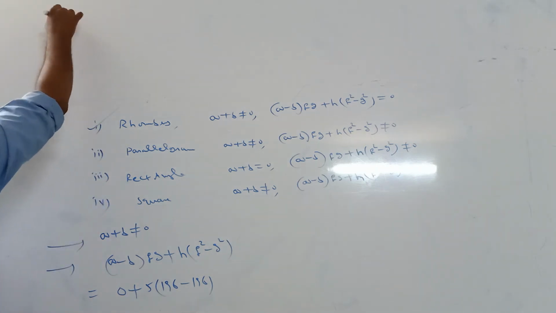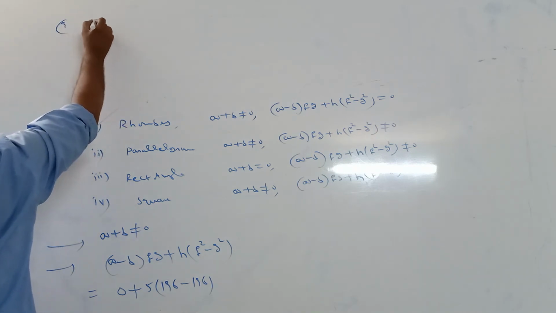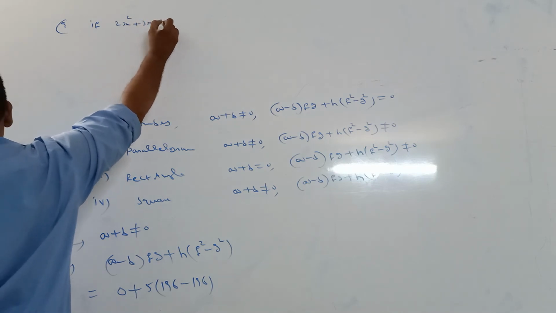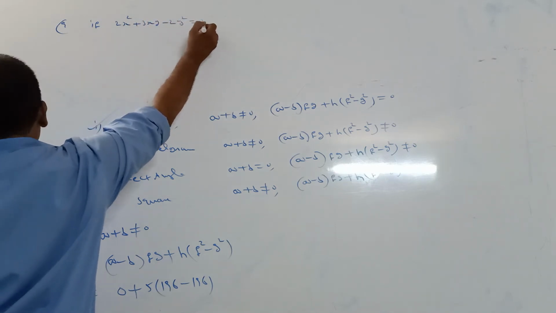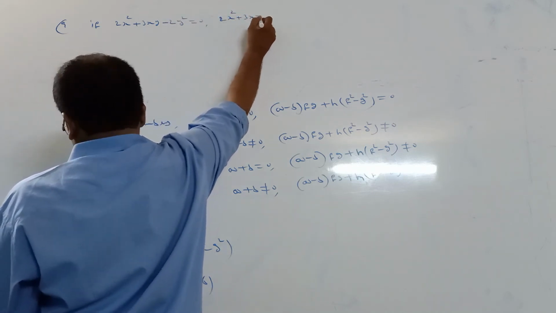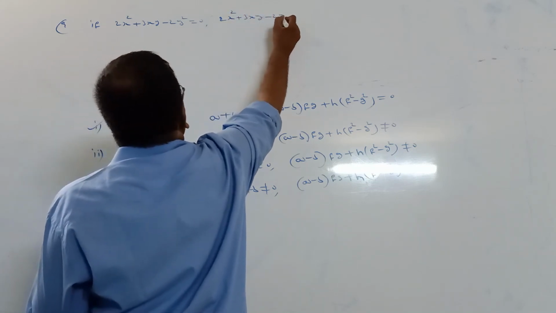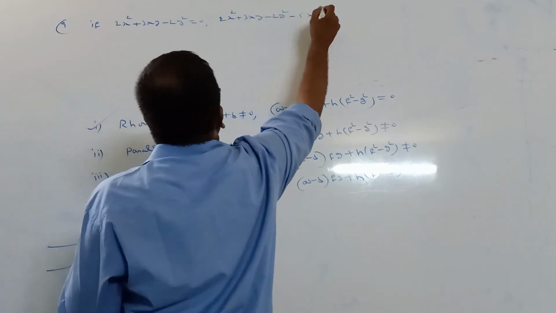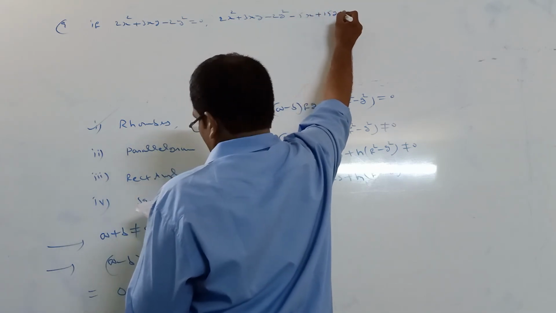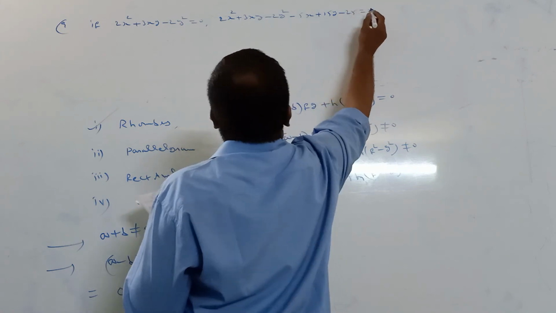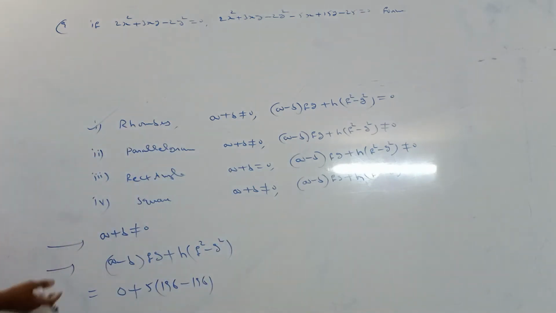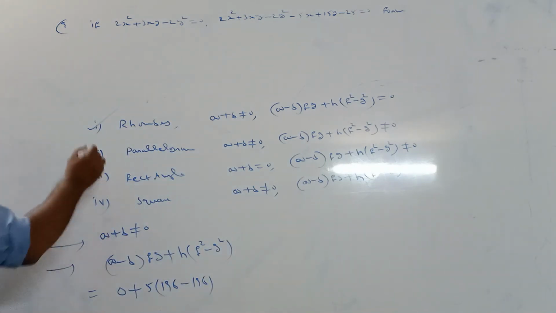Next, if 2x² + 3xy − 2y² = 0 and 2x² + 3xy − 2y² − 5x + 15y − 25 = 0 form, so use the same conditions in this question.